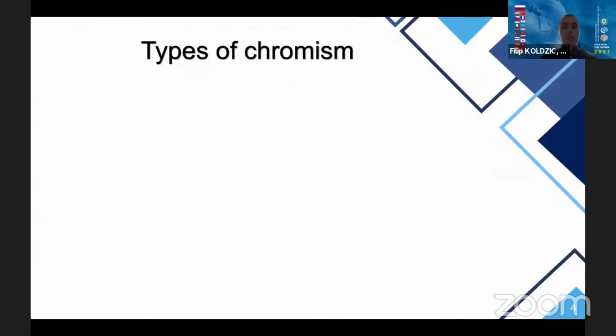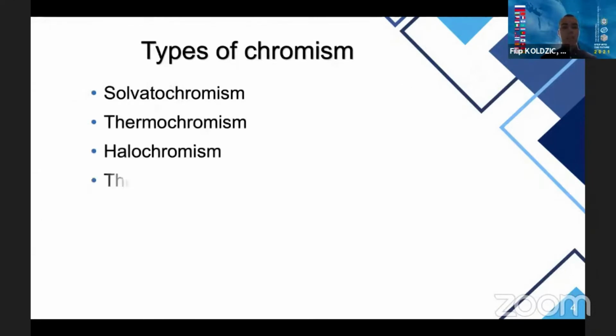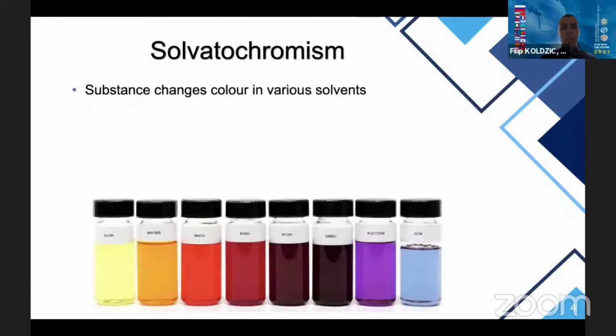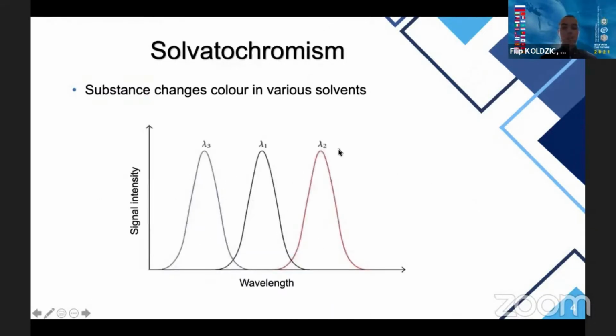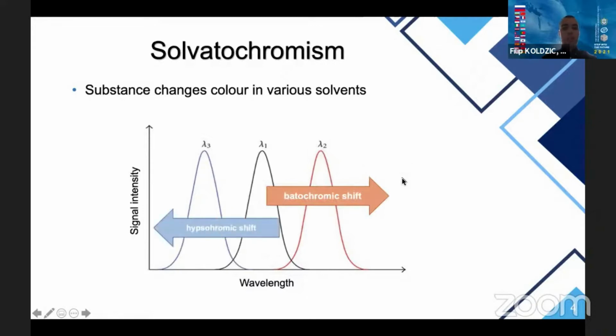What they also have in common is that they usually have various types of chromism, such as solvatochromism, thermochromism, halochromism, and piezochromism. Solvatochromism is the feature of the substance that it changes color in various solvents, such as shown here in the slide. The change in color is based on the moving of the absorption maximum. If it is moving to the right part of the spectrum, we're talking about bathochromic shift. And if it is moving to the left part, we're talking about hypsochromic shift.